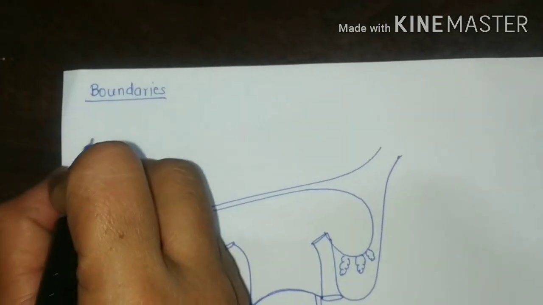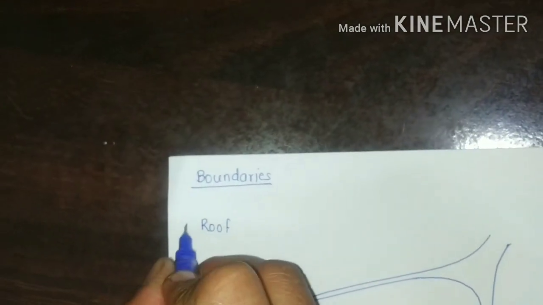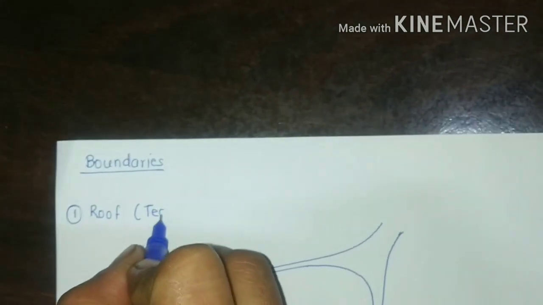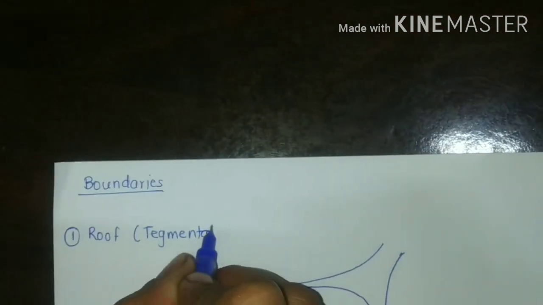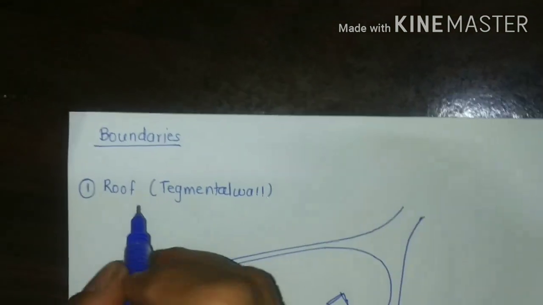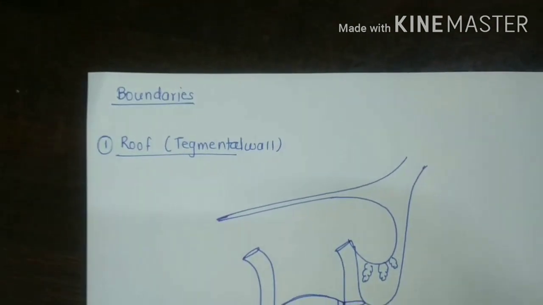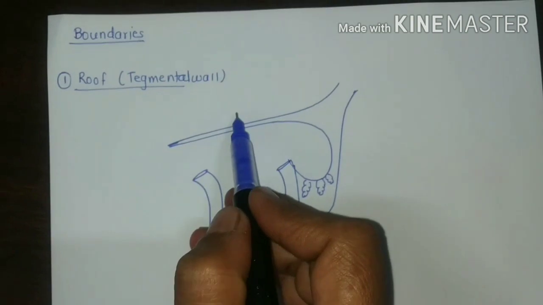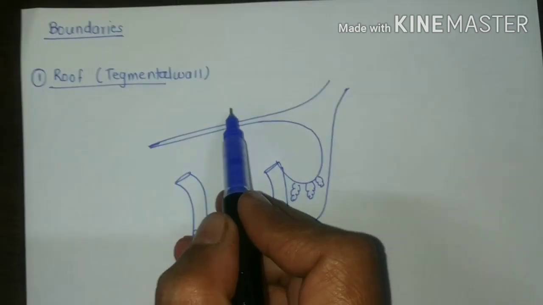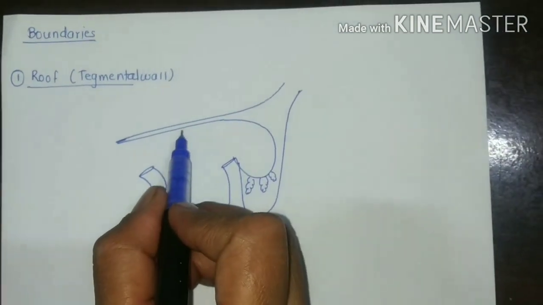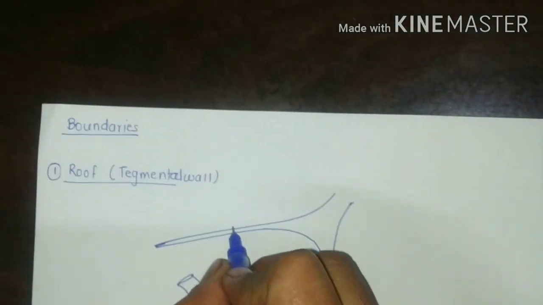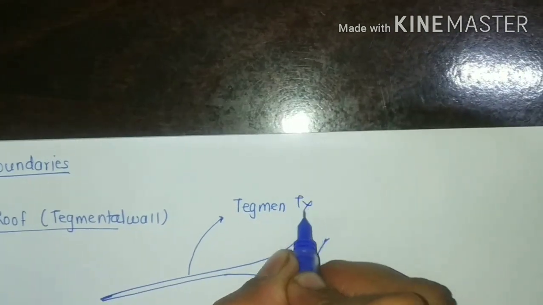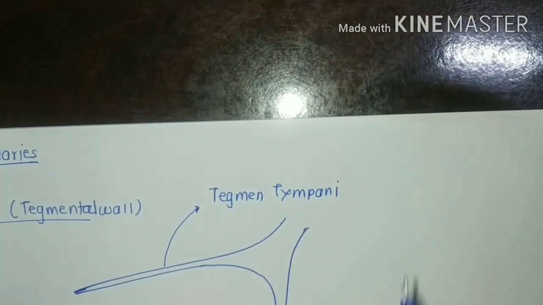Now first coming to the roof. So roof of the middle ear, it is also called as tegmental wall because it is formed by the tegmen tympani. Now roof, it is responsible for separating the middle ear cavity from the middle cranial fossa, and it is formed by the thin tegmen tympani. So this is tegmen tympani which is forming the roof of middle ear.